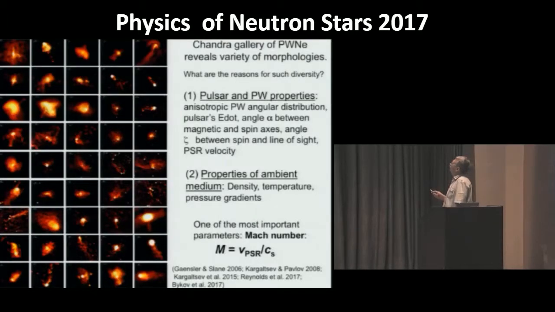Basically, this information is encoded in the shapes and the orientations of pulsar wind nebulae. You can see that many of them have toroidal and polar components, which are sometimes called just torus, jets, or rings, whatever.